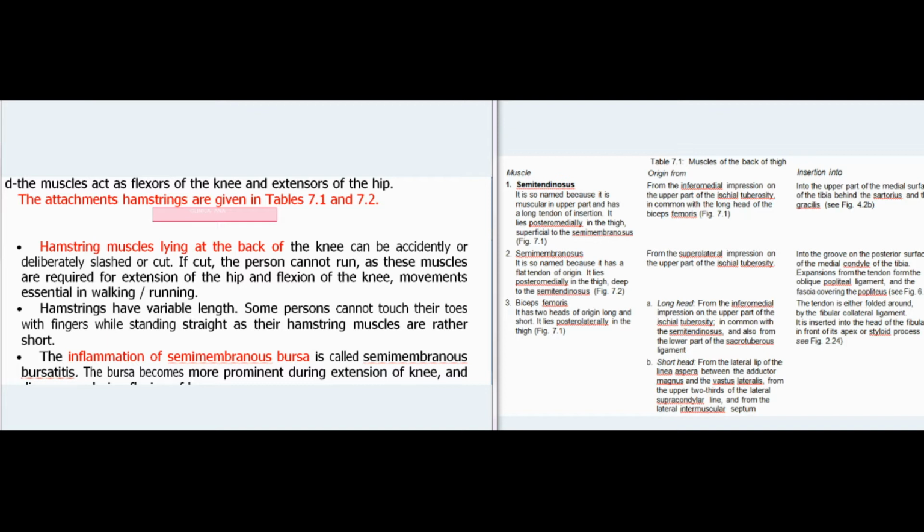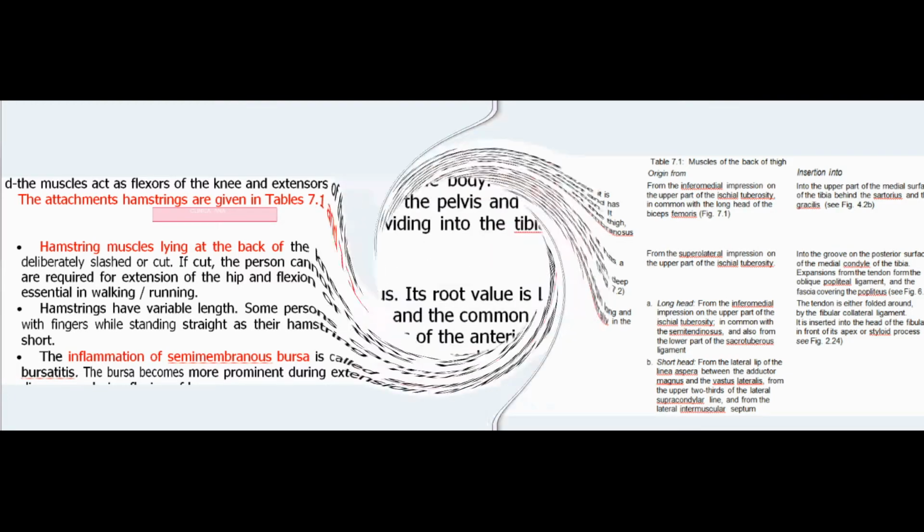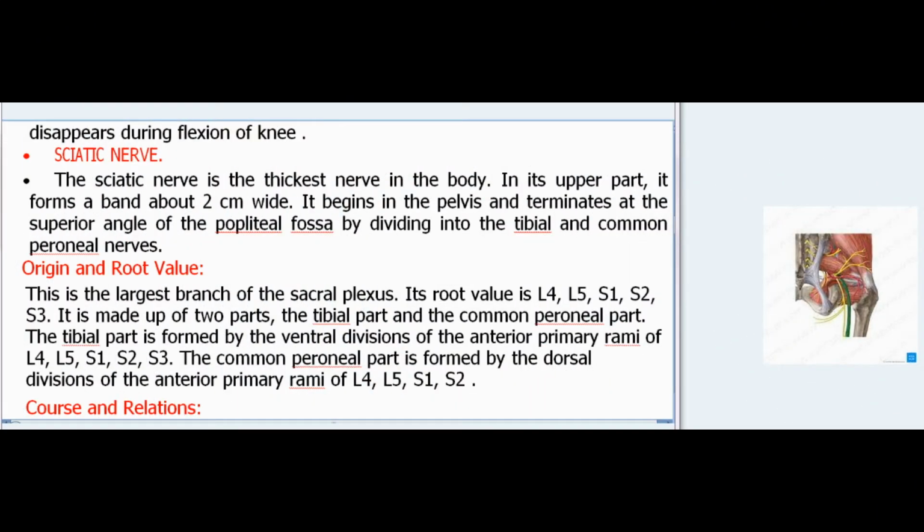Clinical anatomy. Hamstring muscles lying at the back of the knee can be accidentally or deliberately slashed or cut. If cut, the person cannot run, as these muscles are required for extension of the hip and flexion of the knee, movements essential in walking and running. Hamstrings have variable length. Some persons cannot touch their toes with fingers while standing straight, as their hamstring muscles are rather short. The inflammation of the semimembranous bursa is called semimembranous bursitis. The bursa becomes more prominent during extension of the knee, and disappears during flexion of the knee.